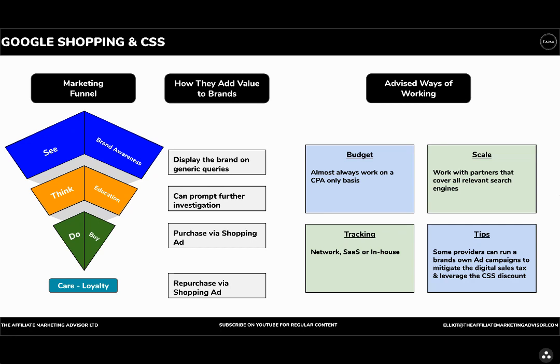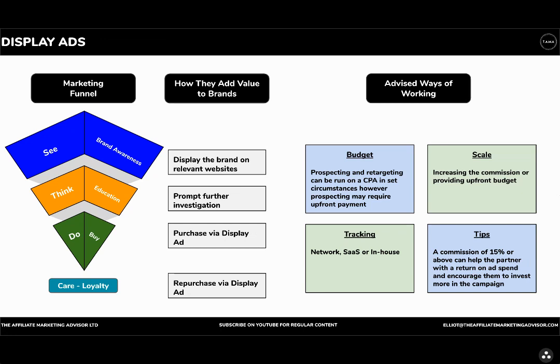And again, like I said, for tips, Google are passing on the cost of the digital sales tax to brands. So a CSS partner or having someone actually run Google Shopping for you outright can help you mitigate that, and also move the channel to more of a performance model, if you don't want to have the cost of a CPC. But it's at your discretion, the option is there.